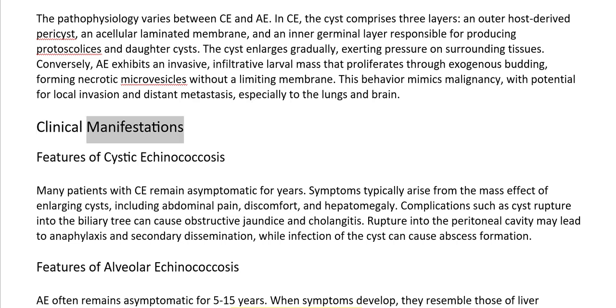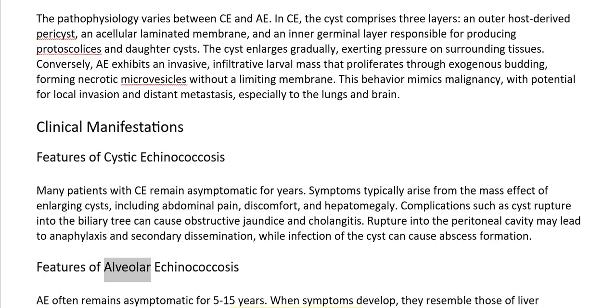Clinical manifestations. Features of cystic echinococcus. Many patients with CE remain asymptomatic for years. Symptoms typically arise from the mass effect of enlarging cysts, including abdominal pain, discomfort, and hepatomegaly. Complications such as cyst rupture into the biliary tree can cause obstructive jaundice and cholangitis. Rupture into the peritoneal cavity may lead to anaphylaxis and secondary dissemination, while infection of the cyst can cause abscess formation.